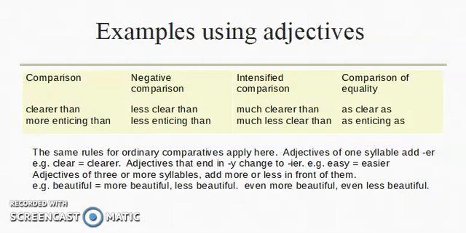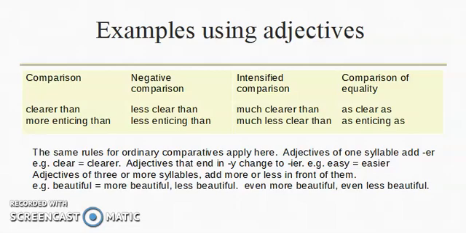So first, let's have a look at the rules for comparatives when we're using adjectives. As you will probably remember, we have things like clear and tall, one-syllable words. We add er: clearer, taller. For adjectives that end in y, such as easy or busy, we add ier, so they become easier or busier. For adjectives of three or more syllables, we put in front of them more or less. For example, more beautiful, less beautiful, even more beautiful, even less beautiful.